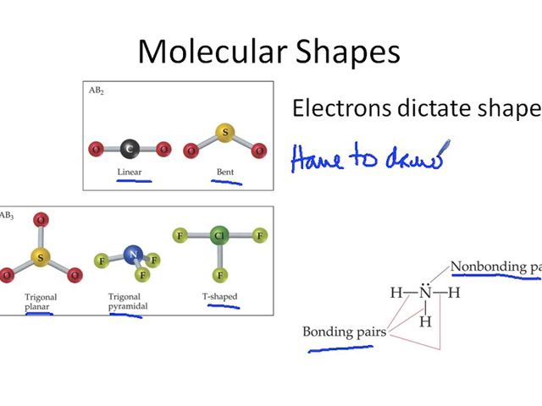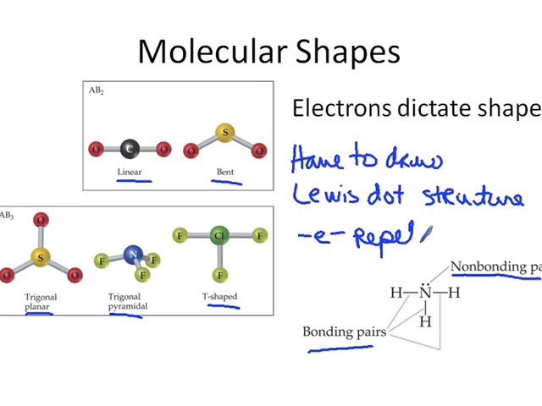a Lewis dot structure. Okay? Because you have to know where those electrons are. The deal with the electrons and why they dictate it is because they want to be as far away as possible from each other. Okay? They spread out because they repel each other. Electrons repel each other. So that's how they dictate the shape. Okay?